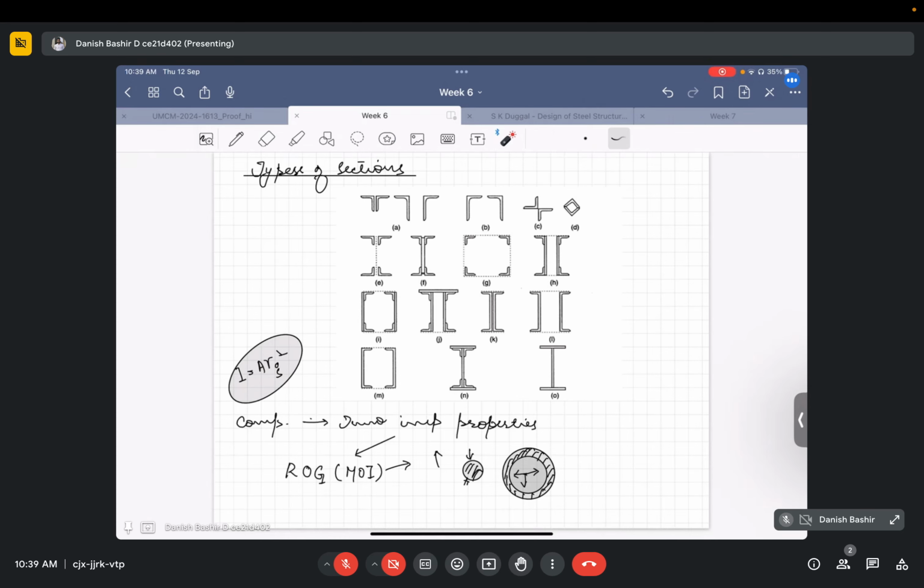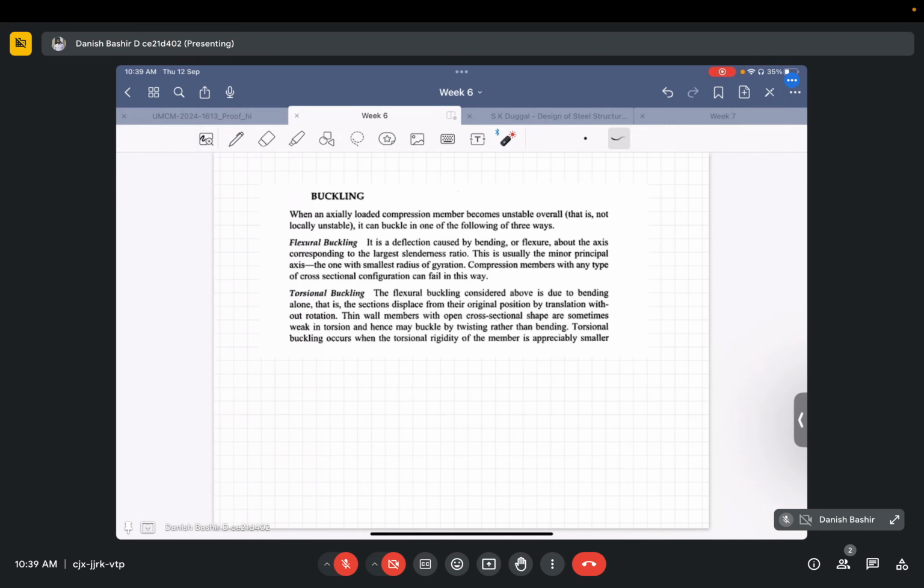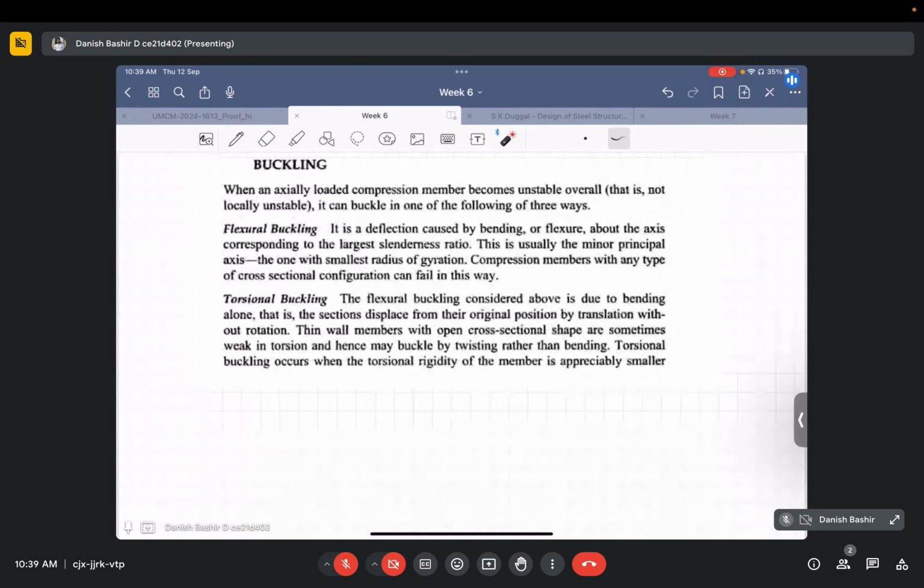There we have one important thing. It is buckling, okay? So what do we mean by buckling? When an axially loaded compression member becomes unstable overall, that is, not locally unstable, it can buckle in one of the following three ways.